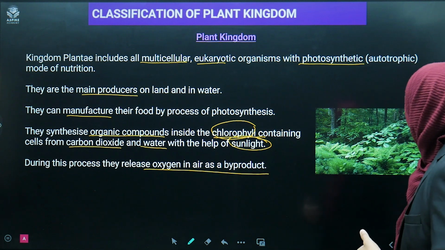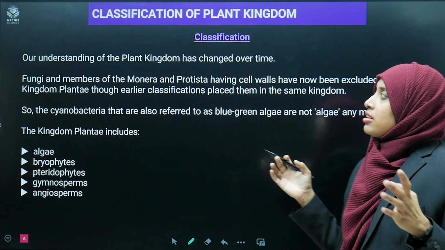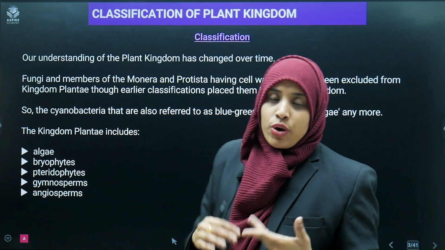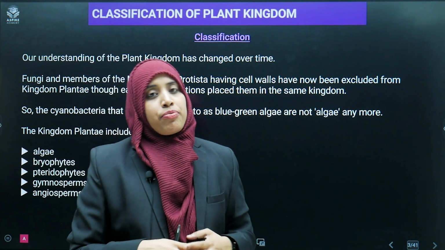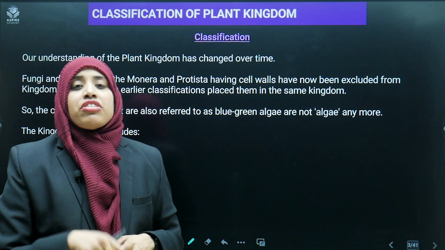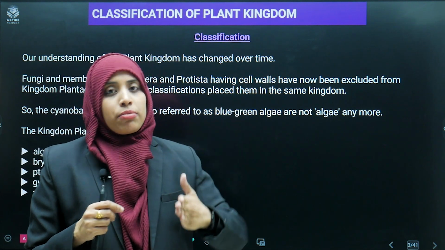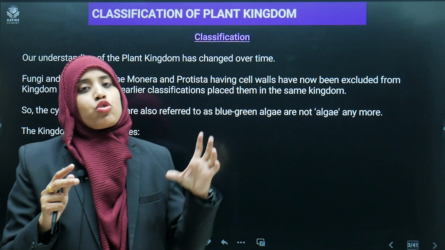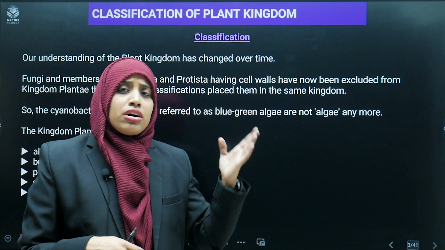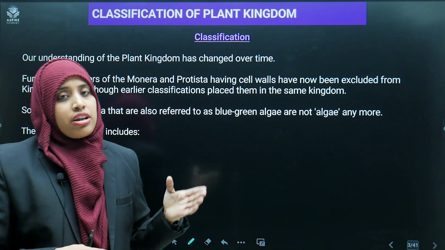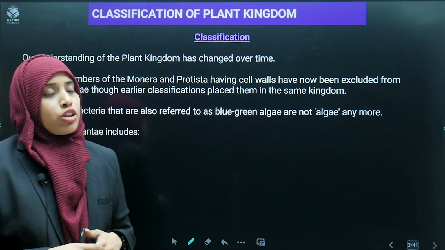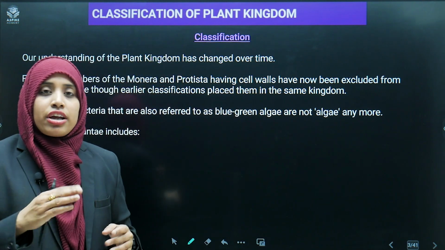Now we'll see how the plants can be classified. Our understanding of the plant kingdom has changed over time, because of several scientists. First, there was the two kingdom classification, जिसमें organisms को दो kingdom में बांटा गया, either plants or animals. After that several kingdoms came, the three kingdom classification and so on. In biological classification, आप देख सकते हो किस तरह से organisms को classify किया गया by several scientists from time to time.